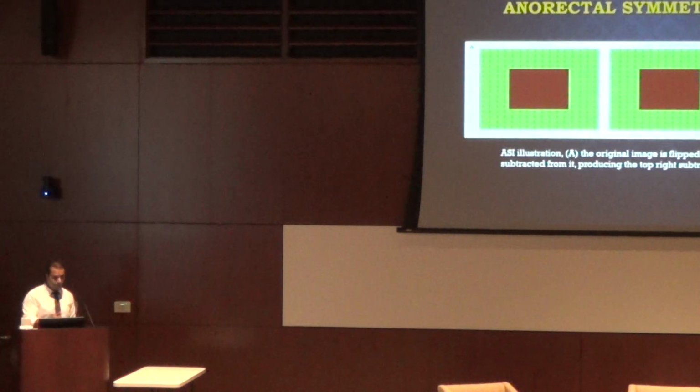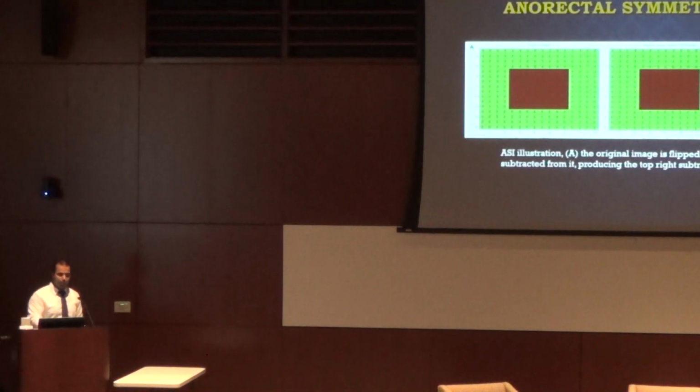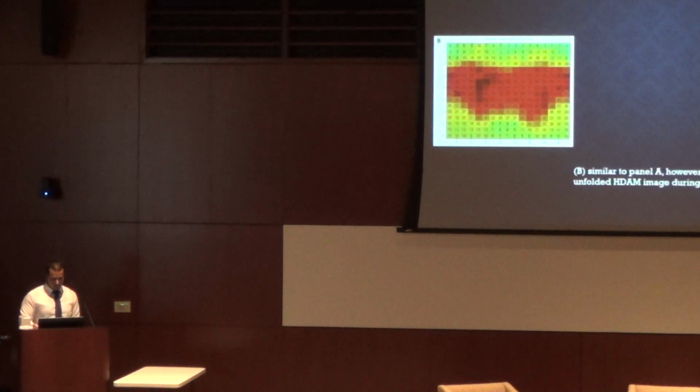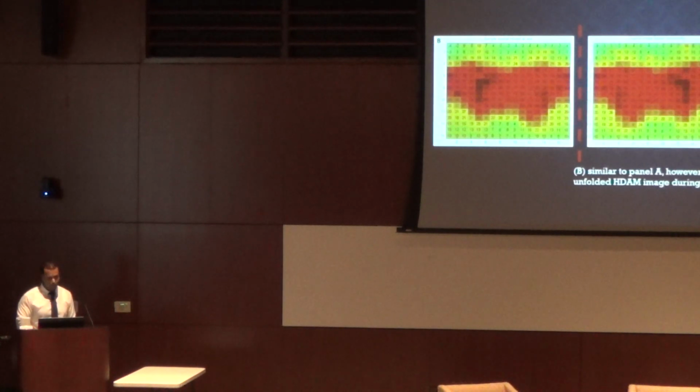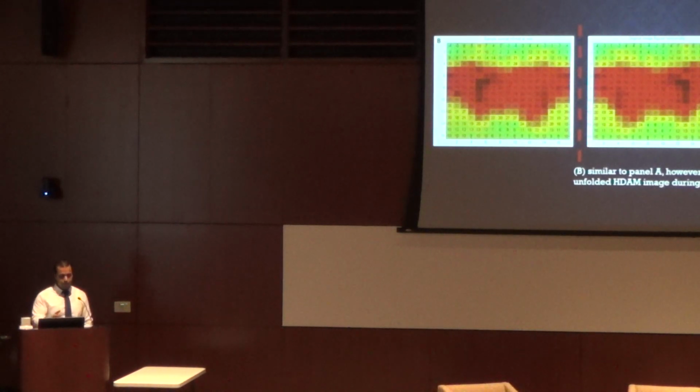Now, going back, imagine if you have a binary image, the red is 1, the rest is 0, and if you flip it, you get the image in the center, you subtract it, you get a bunch of zeros. Now you can do this actually to an actual HDAM, and the numbers are the intensity of the pressures, so to get a feel. Now if you flip it horizontally, and then subtract, we call this the anorectal symmetry index.